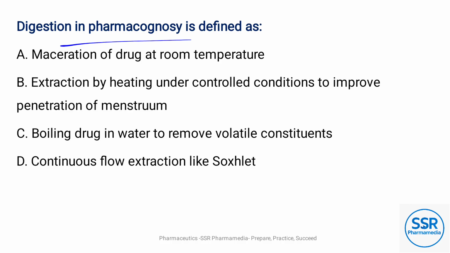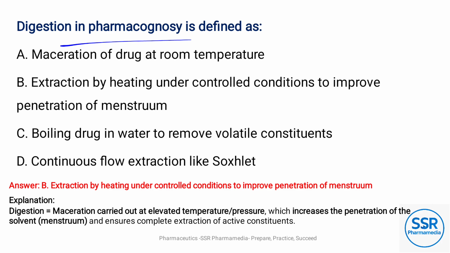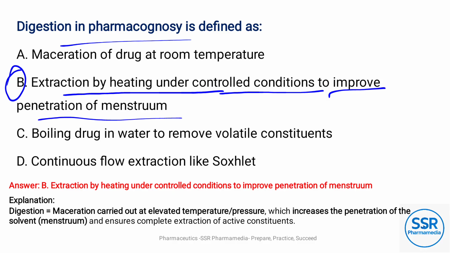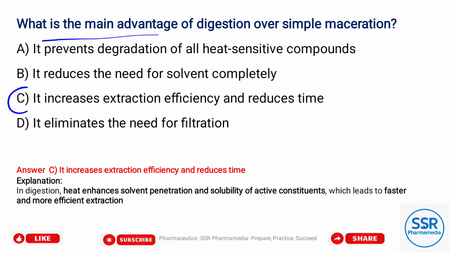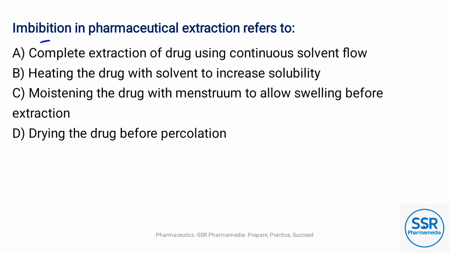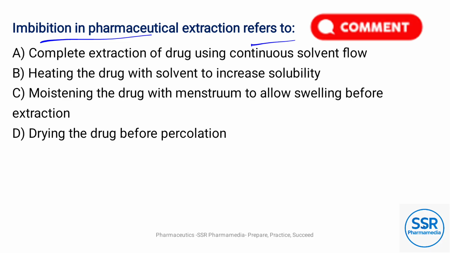Digestion in pharmacognosy is defined as, option B, extraction by heating under controlled conditions to improve penetration of menstruum. What is the main advantage of digestion over simple maceration? Option C, it increases extraction efficiency and reduces time. Ambition in pharmaceutical extraction refers to, so answer in the comment box.